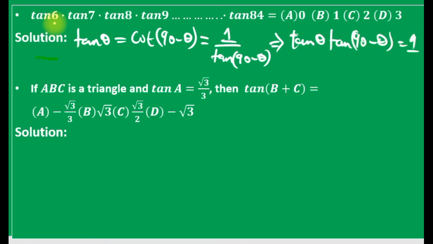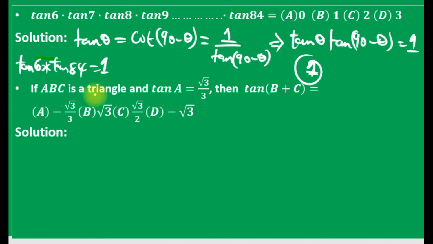So from here you see that 6 plus 84 is 90. Again, theta plus this is 90. So you see that tan 6 times tan 84 will be 1. That's how tan 7 times tan 83 is 1, tan 8 times its complement, that's how it is. So the answer is just 1. If you are given this kind of question, just add whatever is here and here to know whether it's 90. If it's 90, we now use this formula.